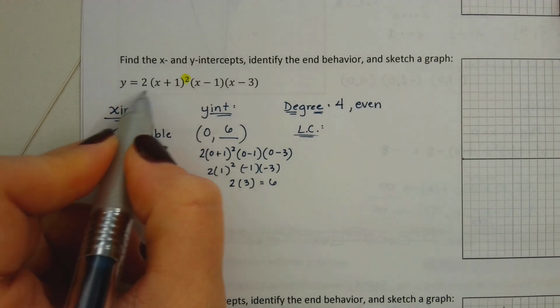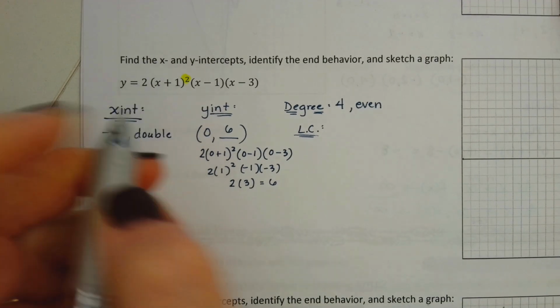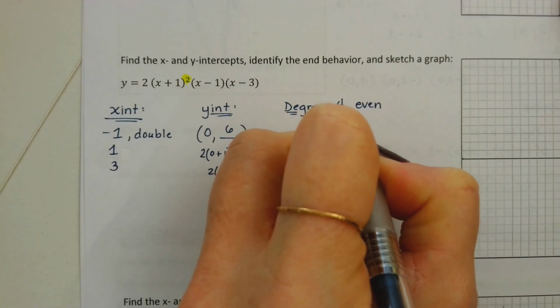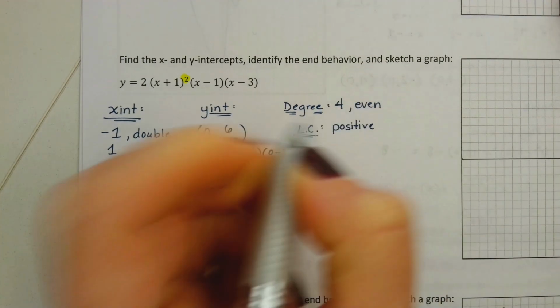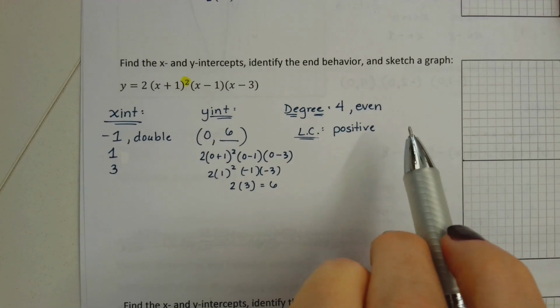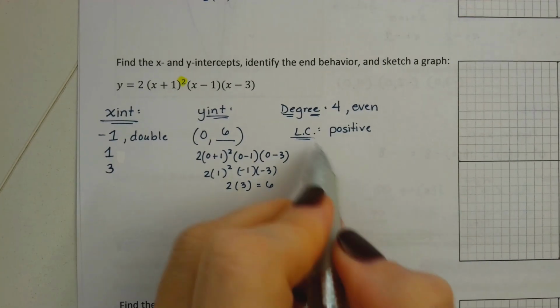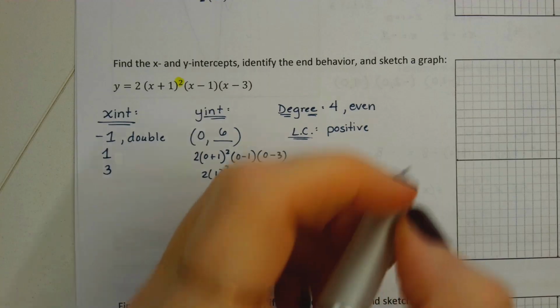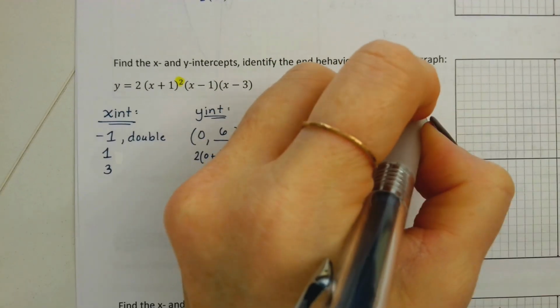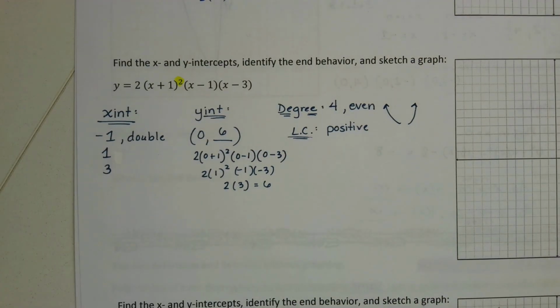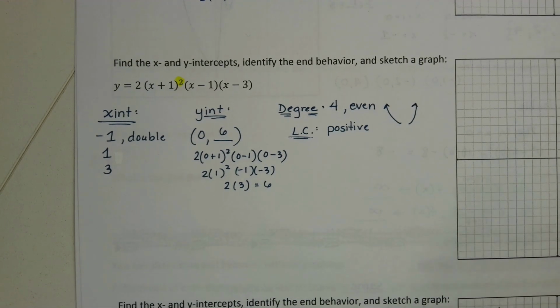Is the sign of the leading coefficient positive or negative? Positive. Okay, so when it's even, I think about a quadratic. Either both point up or both point down. And if our leading coefficient is positive, that means both point up. So we know the ends are going to look like this, pointing upwards. All right, let's put all of this on the graph and piece it together.